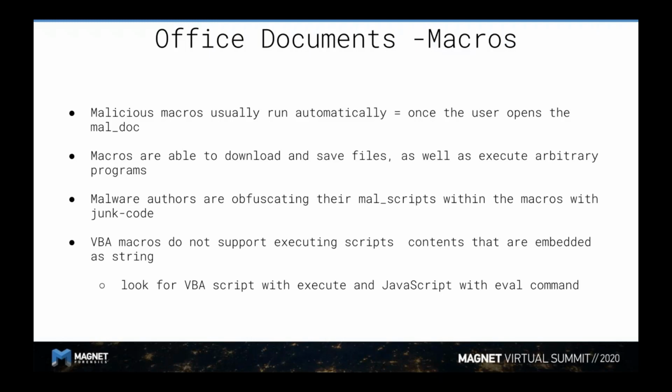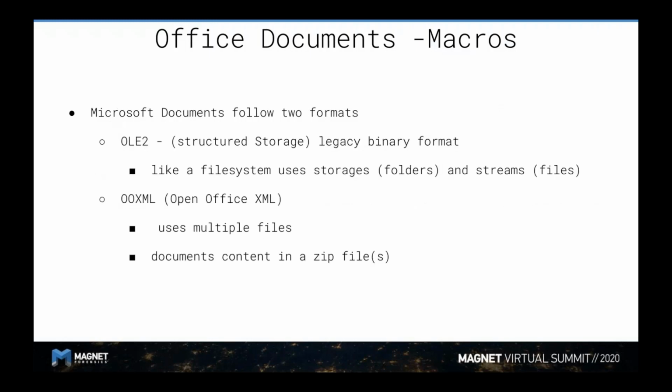So the contents that are embedded as a string, the macros don't support actually executing that script. So it'll interact with the system. So we're looking for the VBA script to execute. And we'll look for JavaScript with like an eval command that's going to evaluate a function that's going to run something. And you'll see examples of this as we go through.